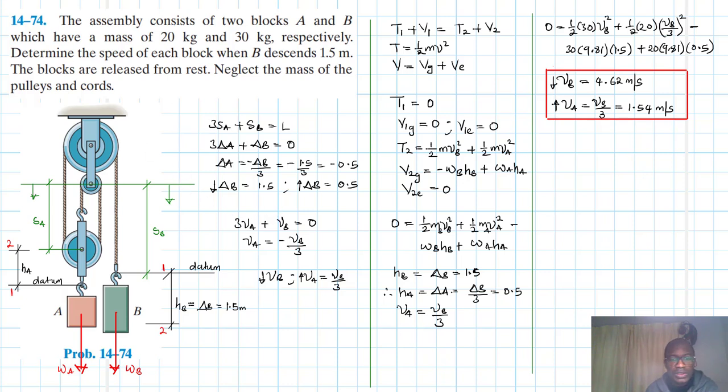I can also show here that our velocity is going down on this one, and this one is going up, right? So this one here is our VB and this one here is our VA.